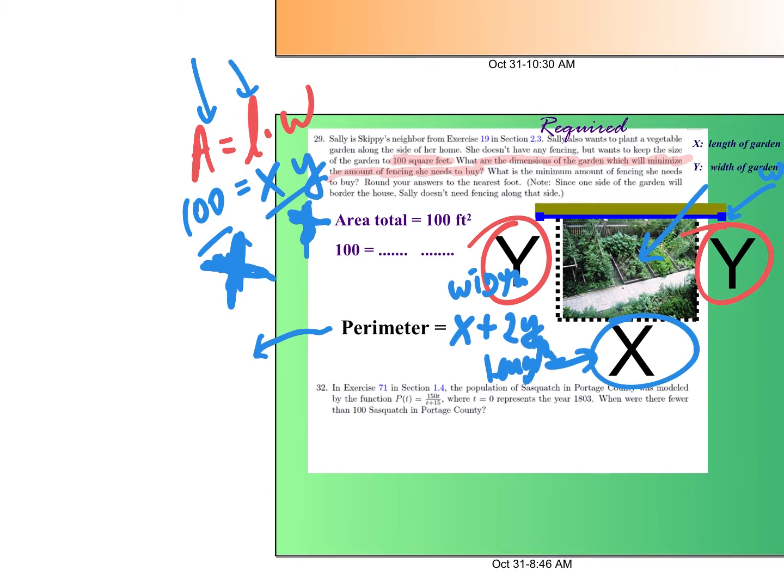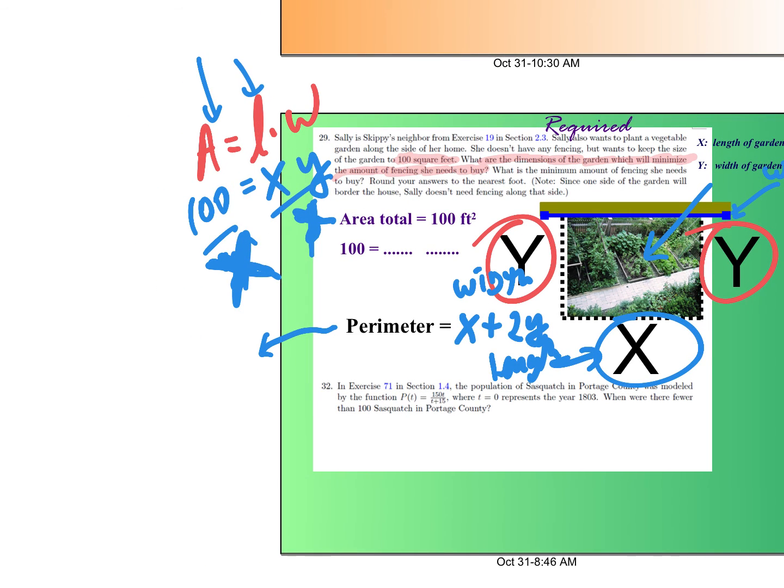Okay, well, I would like to clean this up. Would you agree so far I have 100 equals XY? You with me so far? Do I have another equation? 100 over X equals Y. Perimeter is X plus 2Y. We could rearrange this one all day if you want, but I have 3 variables and that makes it very hard to solve.